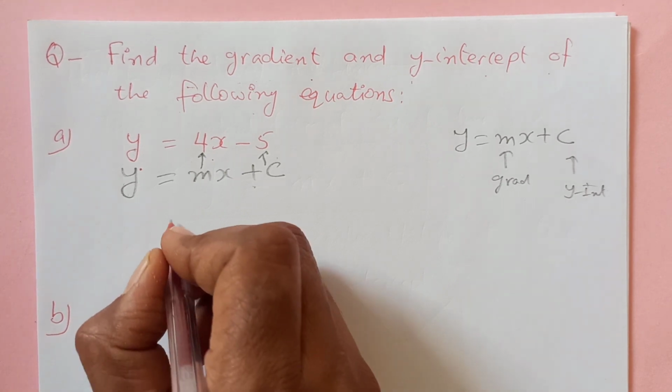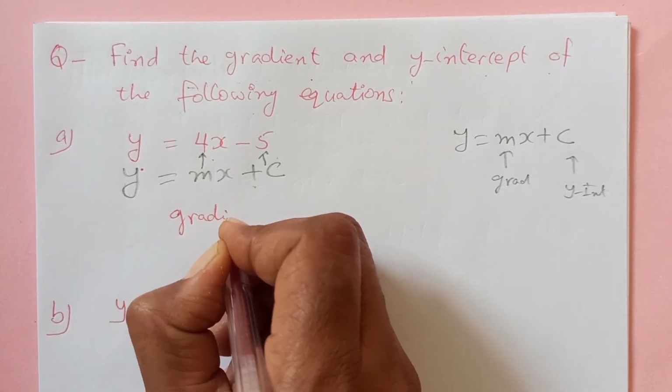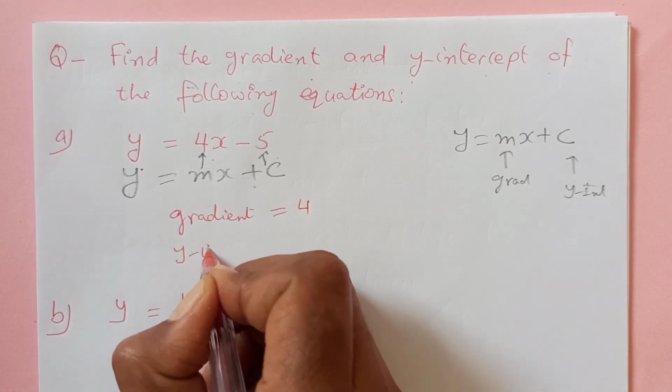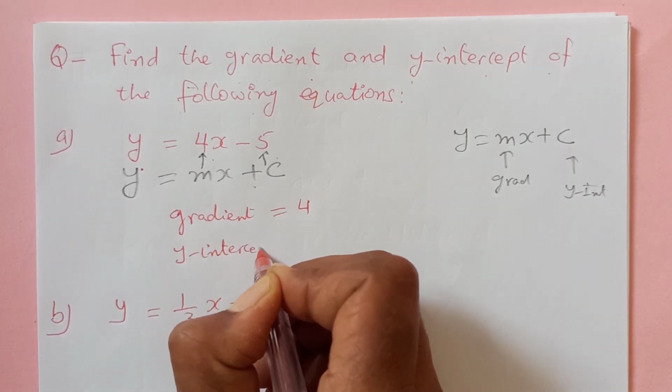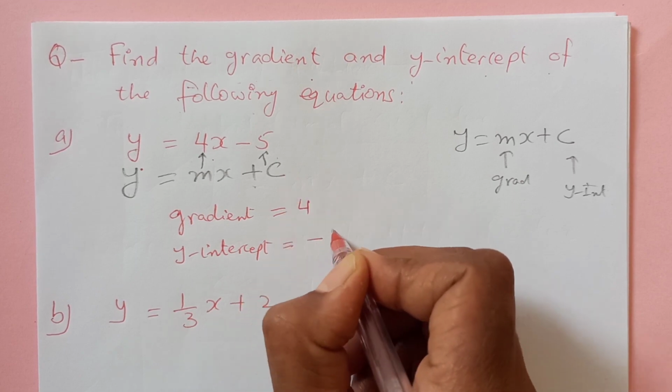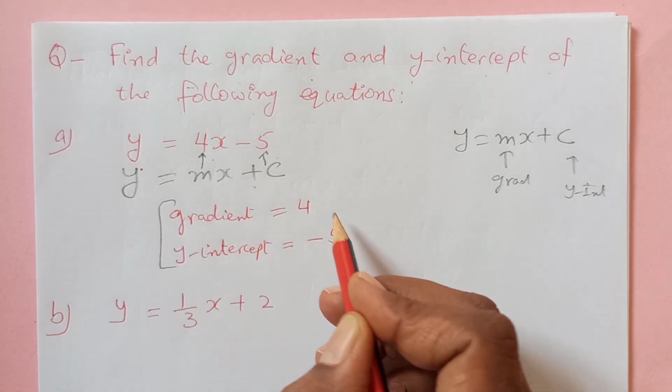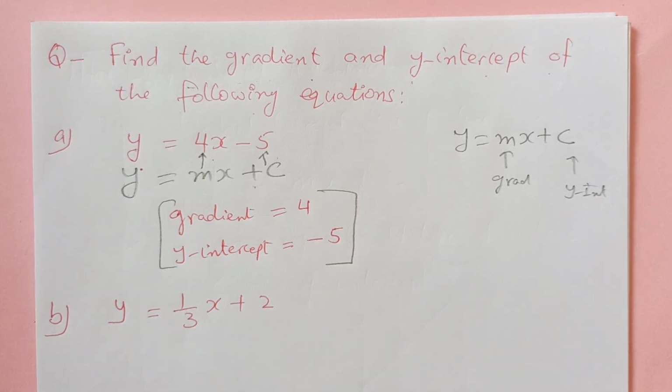So what do we have here? The gradient now is 4 and the y-intercept is negative 5. So this is our final answer. I hope you got it now. I think you should take a paper and pen and practice it with me.